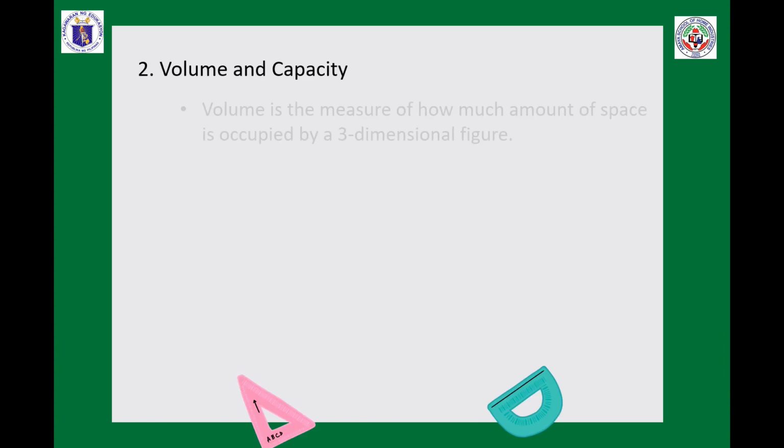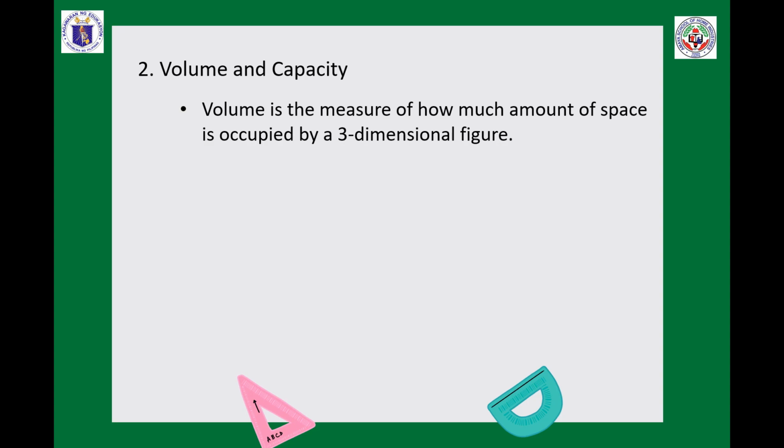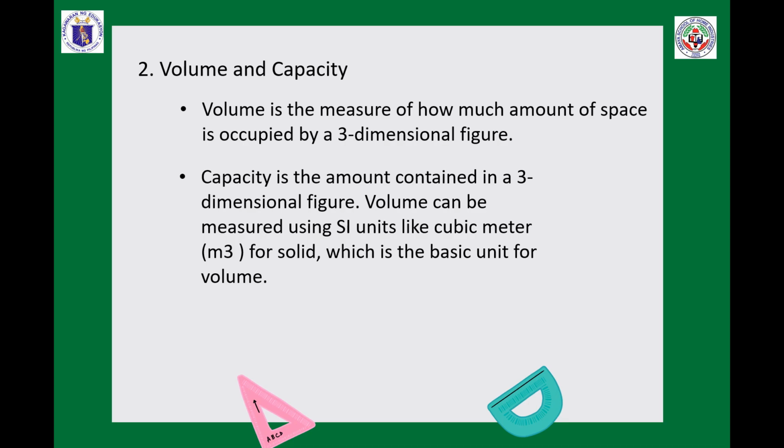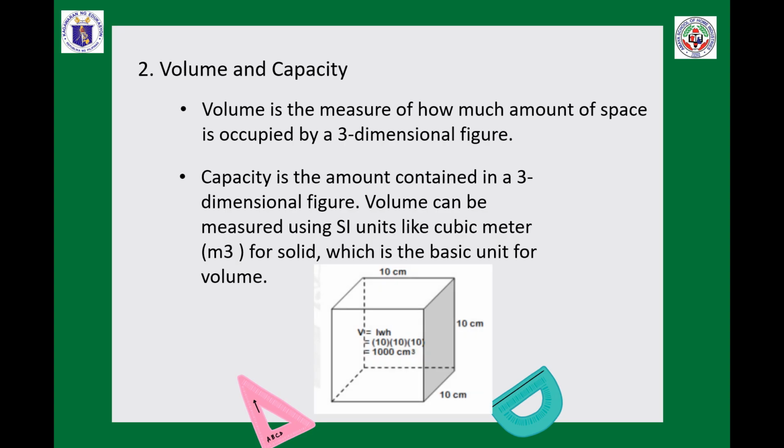Volume and capacity. Volume is the measure of how much amount of space is occupied by a three-dimensional figure. Capacity is the amount contained in a three-dimensional figure. Volume can be measured using SI units like cubic meter for solid, which is the basic unit for volume. We have here the example of a three-dimensional figure.